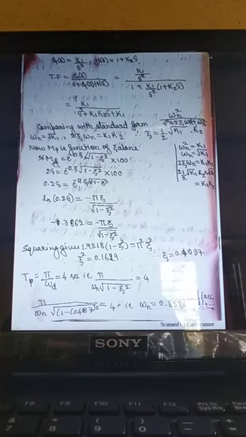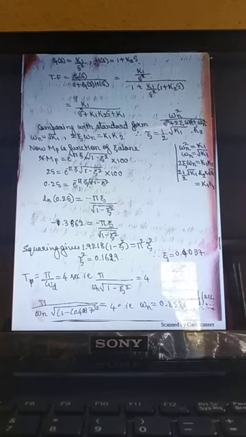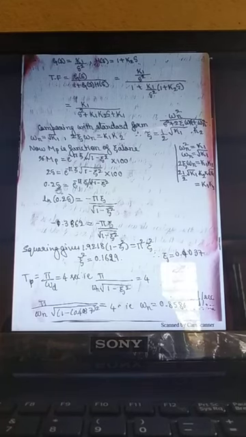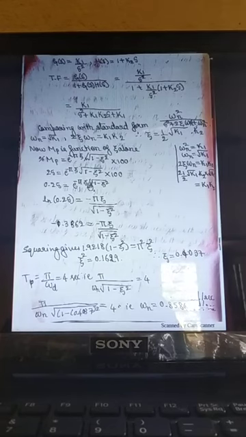They have given peak overshoot as 25. Percentage of peak overshoot is equal to e to the power of minus pi zeta divided by square root of 1 minus zeta square, into 100. For peak overshoot they have given 25 divided by 100. You will get 0.25 is equal to e to the power of minus pi, and keep this one as it is.